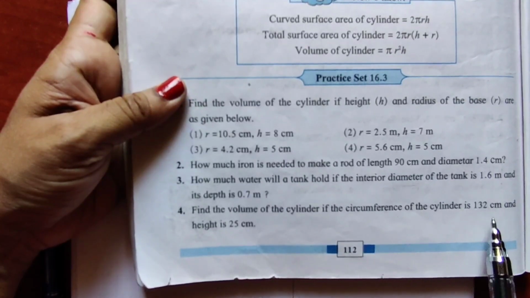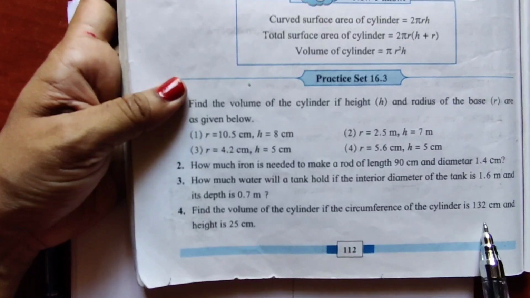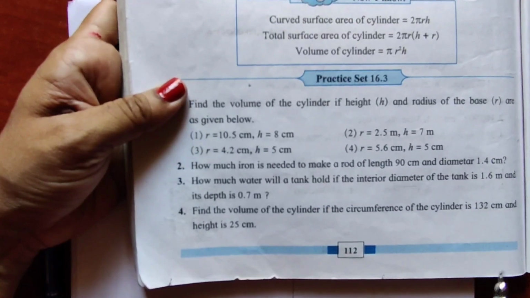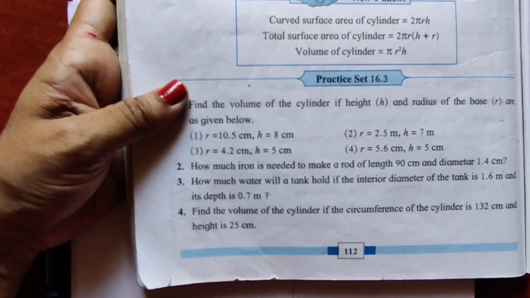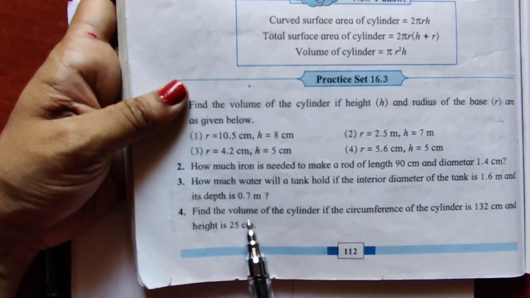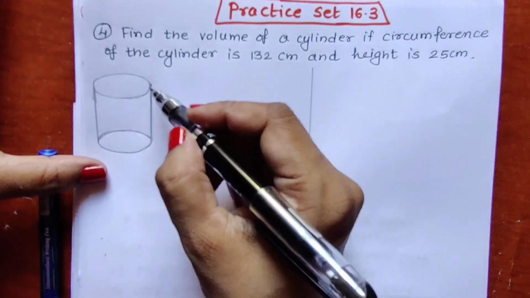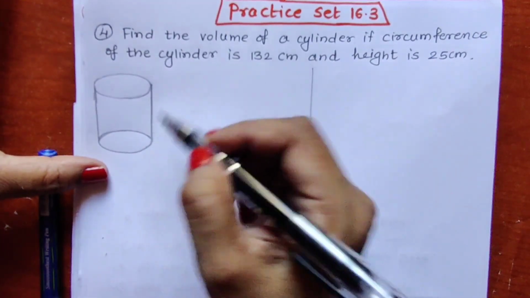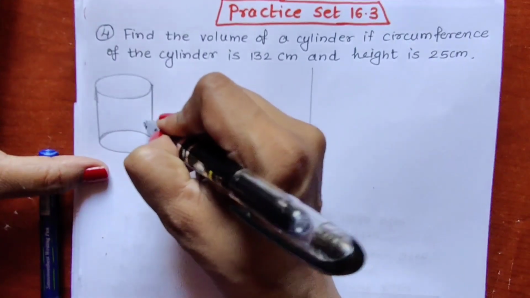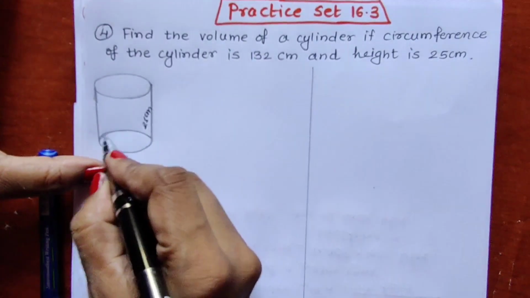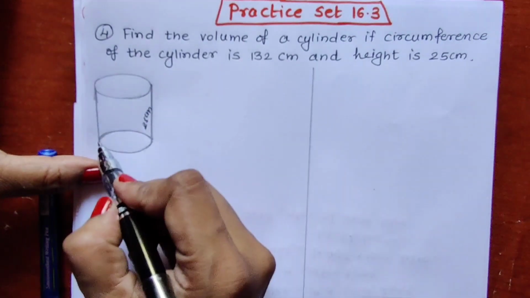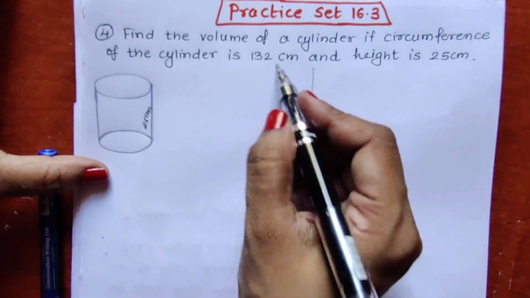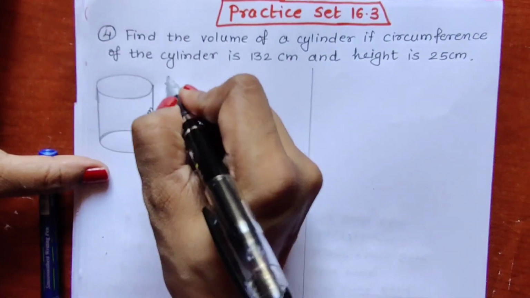Circumference formula we have studied last year in our 7th standard, circumference of a circle. So let us use that formula first to find out the value of radius, and afterwards we will be using the formula for volume of cylinder. So in this cylinder we have given the height, which is 25 cm, and we have given this circumference, full circumference of the circle. Base is given, a circumference of this base is given, which is 132. So let us start the solution.